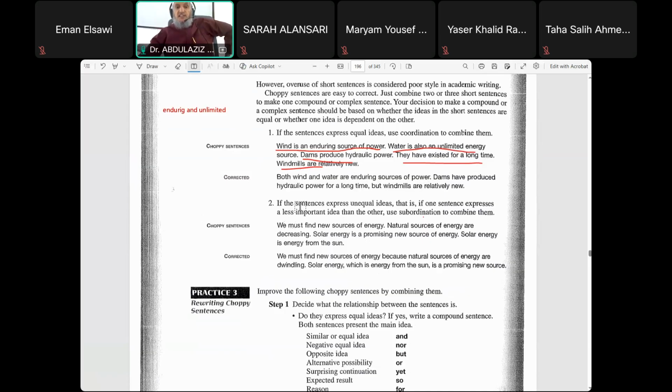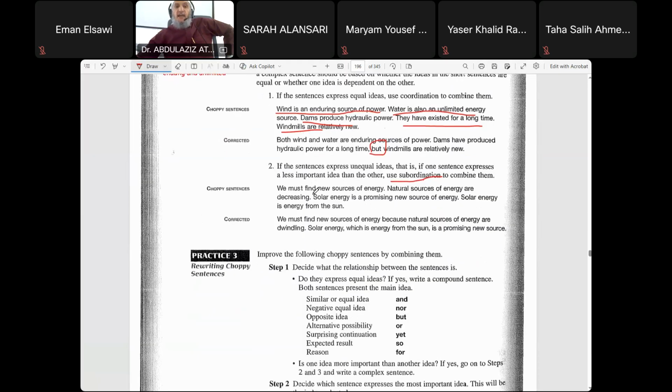Another one. If the sentence expresses unequal ideas, that is, if one sentence expresses a less important idea than the other, use subordination or combine them. Either you use subordination, like this one, using but. Or combine them. Combine them like this one. Dams have produced hydraulic power for a long time. Both wind and water are enduring. So combine, merge. Okay, correction.